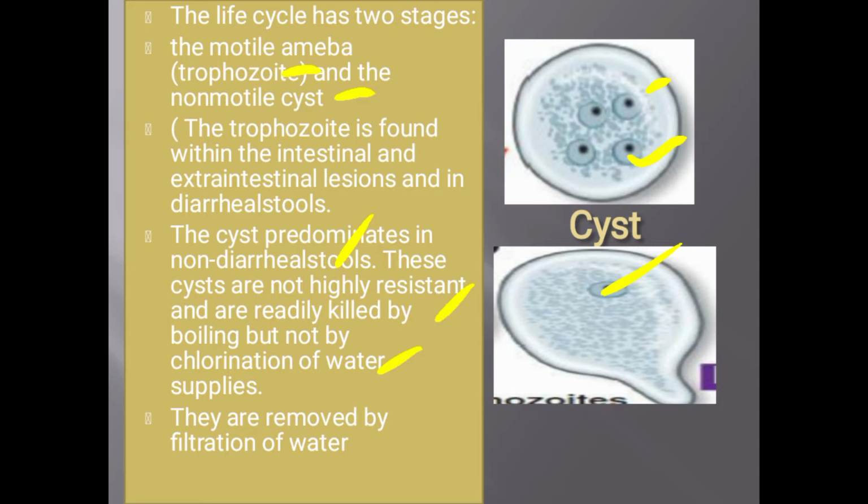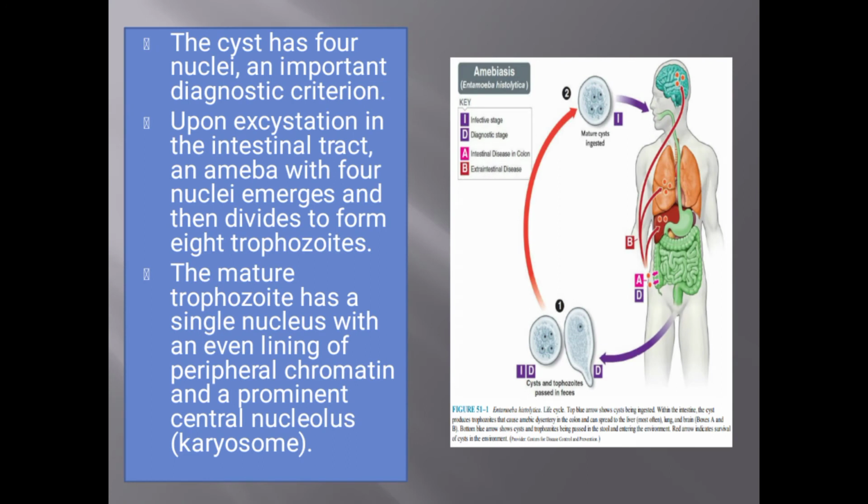They are highly resistant. You should take care about drinking water and food. Now we have discussed that the cyst has four nuclei, which is an important diagnostic criterion. Now what happens upon excystation in the intestinal tract? The amoeba with four nuclei emerges and then divides to form trophozoites. You acquire this organism by contaminated food and water.